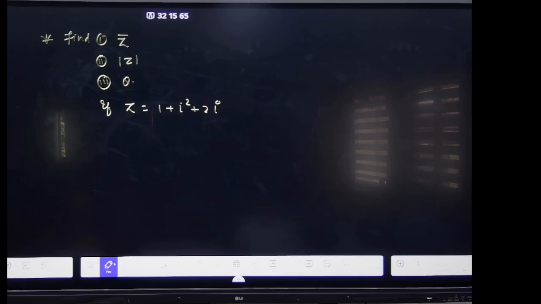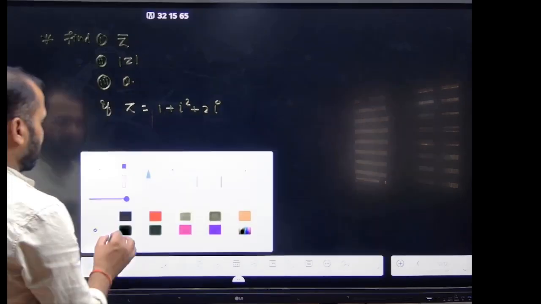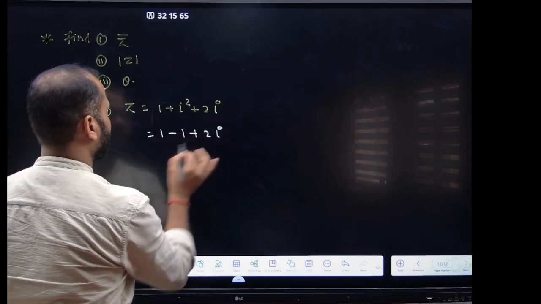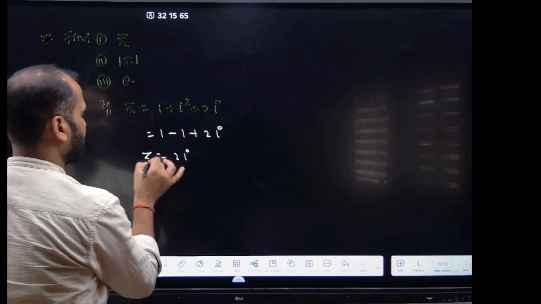2 minus 2i. Why? I square is minus 1, right? 1 and 1 gets cancelled now. I square is minus 1, right? Yes or no? So, first you should solve that. So, this is 1 minus 1 plus 2i. So, this is 2i, right? Correct?